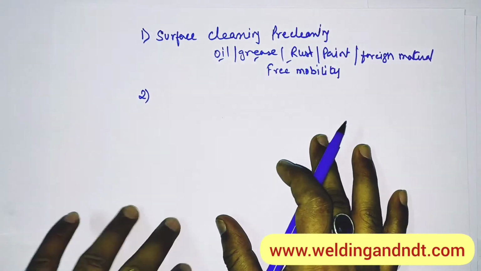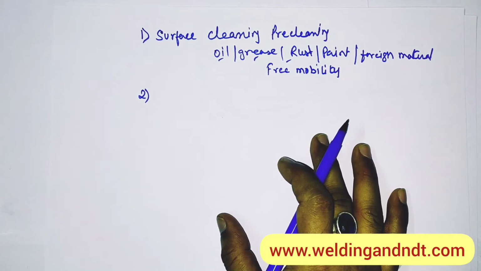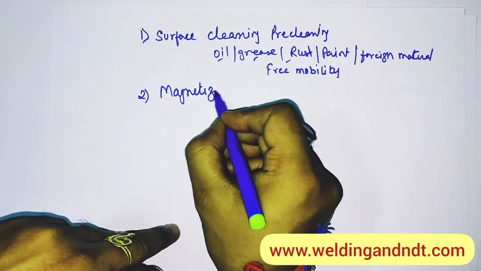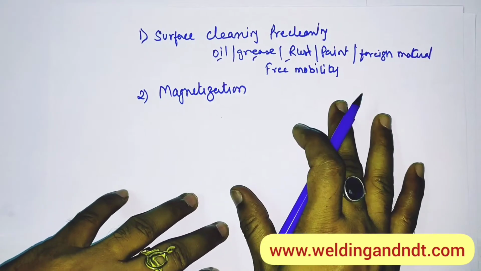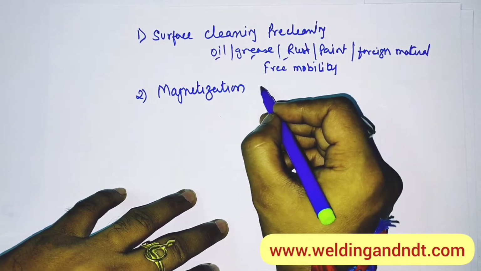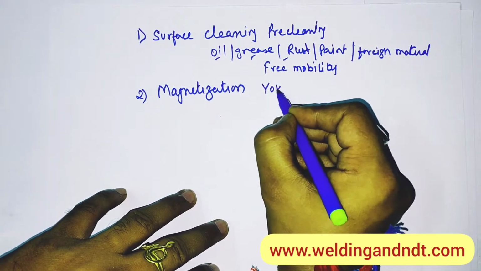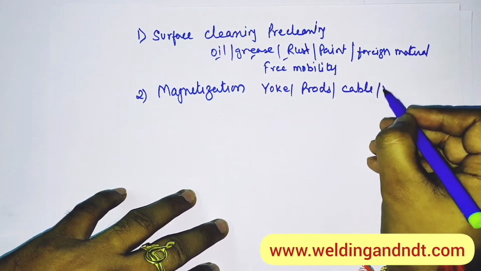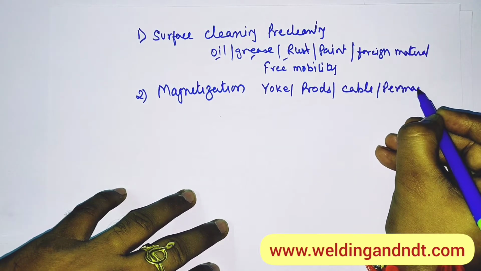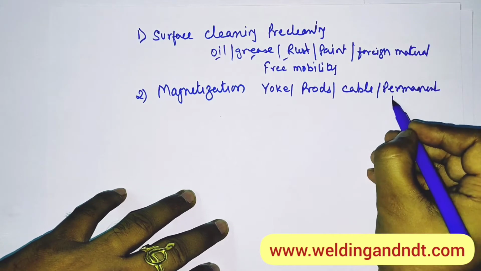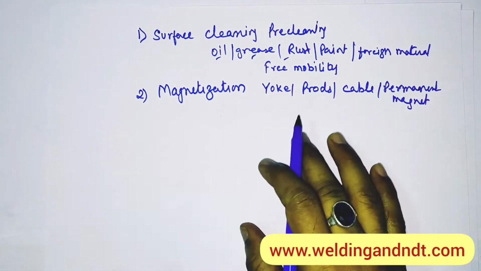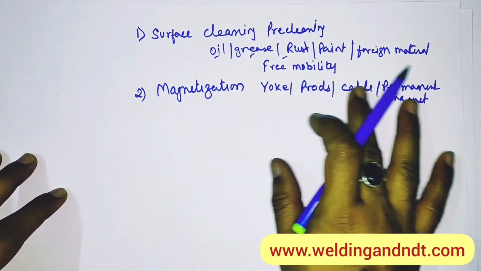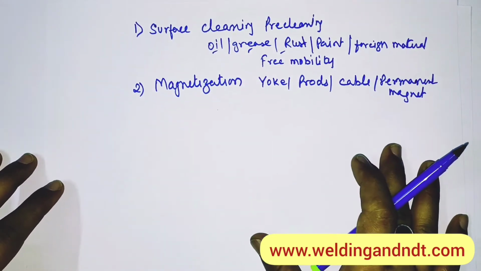So after pre-cleaning, the second step is magnetization. The surface which you are going to test, you have to magnetize. Temporary magnetization shall be there. So to magnetize, you need some instrument like an electromagnetic yoke, prods, or cable, or permanent magnet. So these are some of the instruments through which you can magnetize the surface. Now I'll talk about these equipments later on. First, let me write the steps.